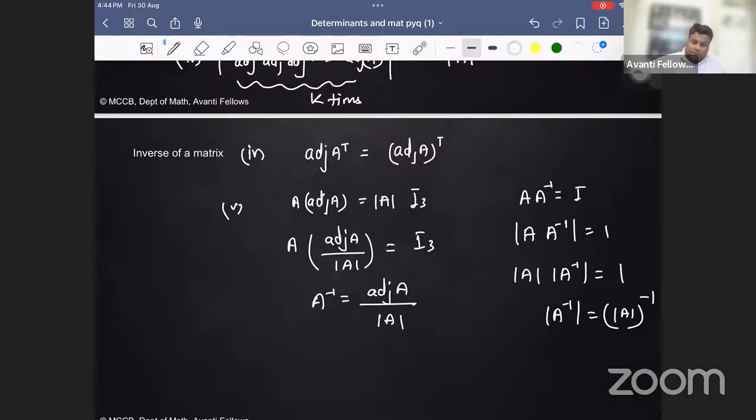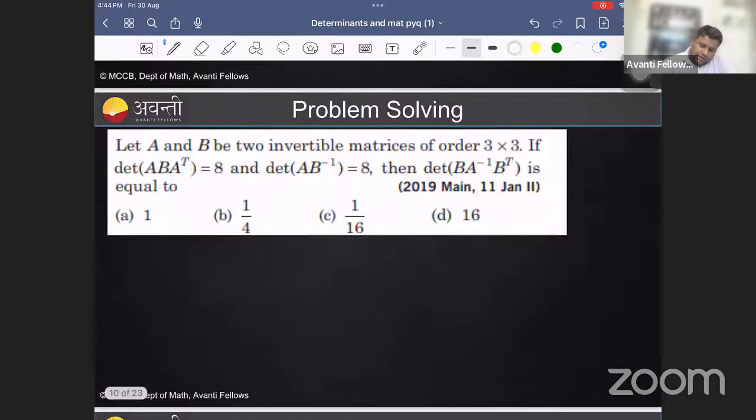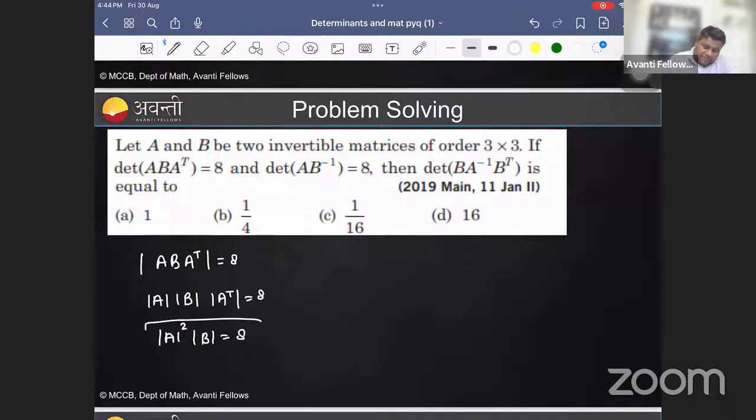Got it? Now, the question is, A and B are two invertible matrices of order 3. Determinant of A B A transpose is 8. All right. This means determinant of A, determinant of B, determinant of A transpose is 8. Now we all know that determinant of A transpose is determinant of A. So that means determinant of A squared, determinant of B is 8. Keep this relation.